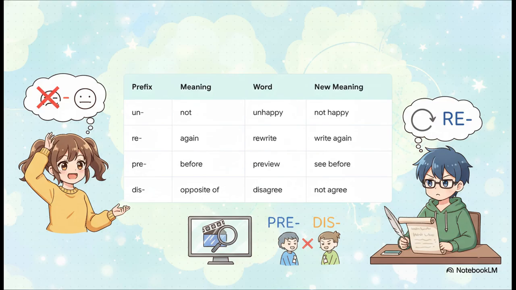And what's so cool about this slide is you can see exactly how this works. The prefix un just means not. So unhappy literally means not happy. And re means again. So rewrite means to write again. See that pattern? Every prefix has one clear job it's trying to do.